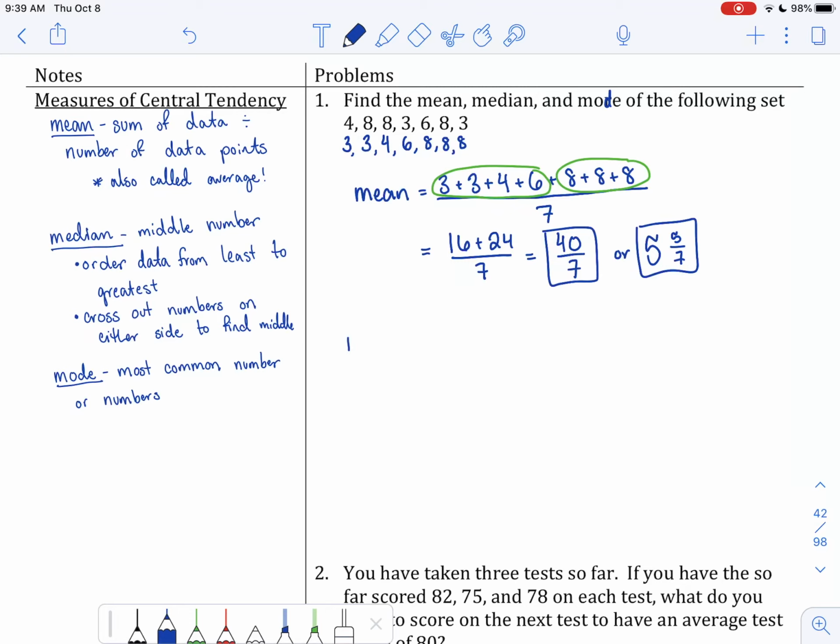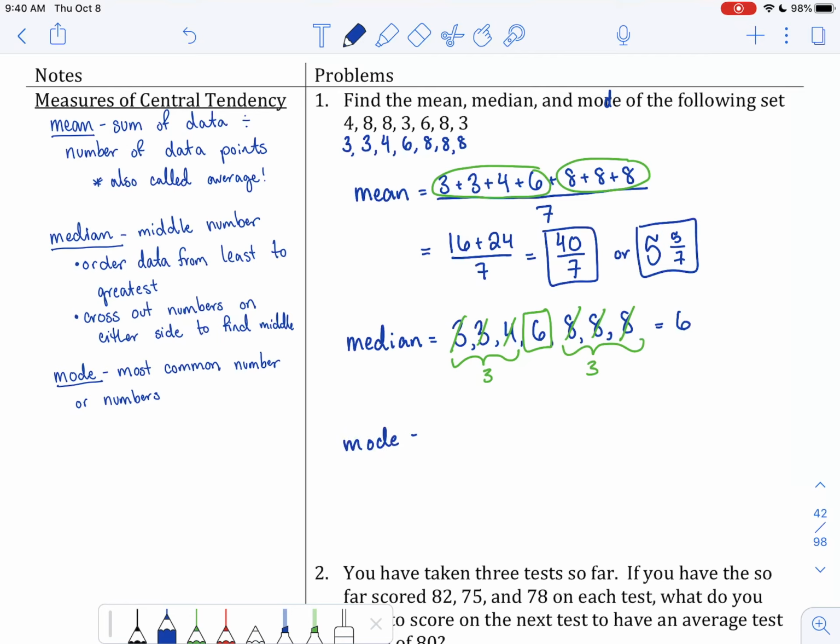Now for our median, we already have our numbers all in order, which is great. We've got 3, 3, 4, 6, 8, 8, 8. And now, as we said, we're going to cross off from either side, the highest, then the lowest, until we have one number left. You always want to check to make sure that you've crossed out the same number on both sides. In this case, we've got 3 and 3, so we know the middle number is 6. Now if there is no middle number, that can happen, and we will deal with that in a later example.